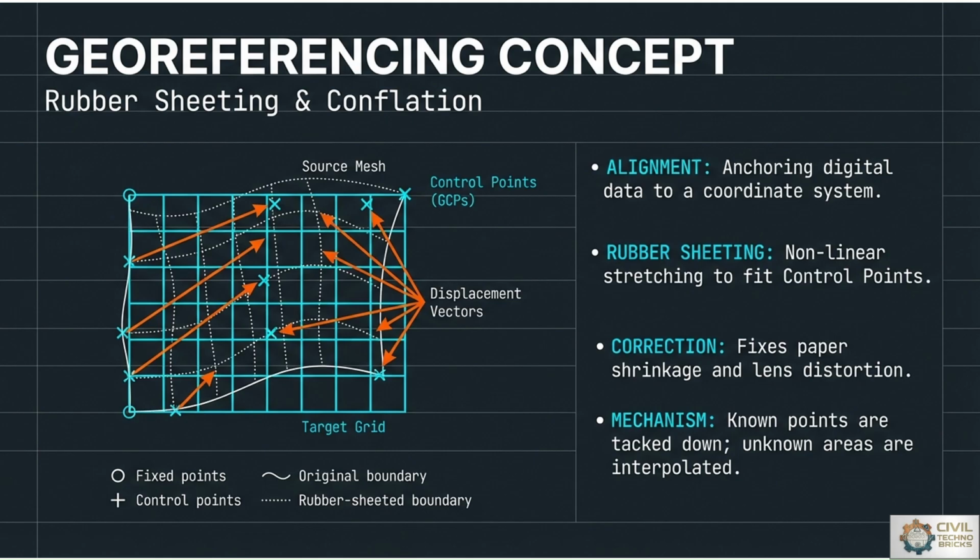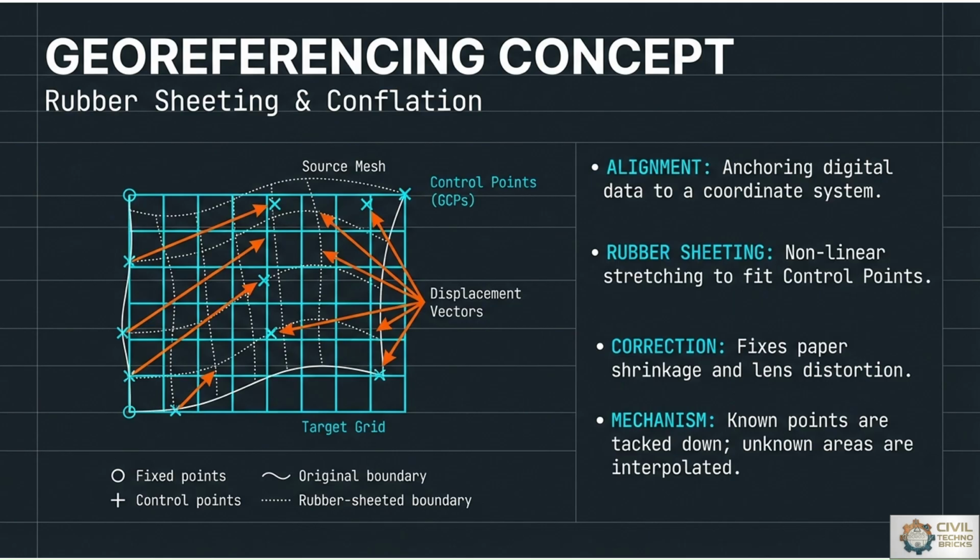So here, fixed points are represented by the circle and control points are represented by the plus sign. The straight line, dotted line, rubber sheeted boundary, and zigzag line are for the original boundary. With respect to that, we can check the displacement vectors, the source mesh, the targeted grid, and we can compare the control points, that is, ground control points.